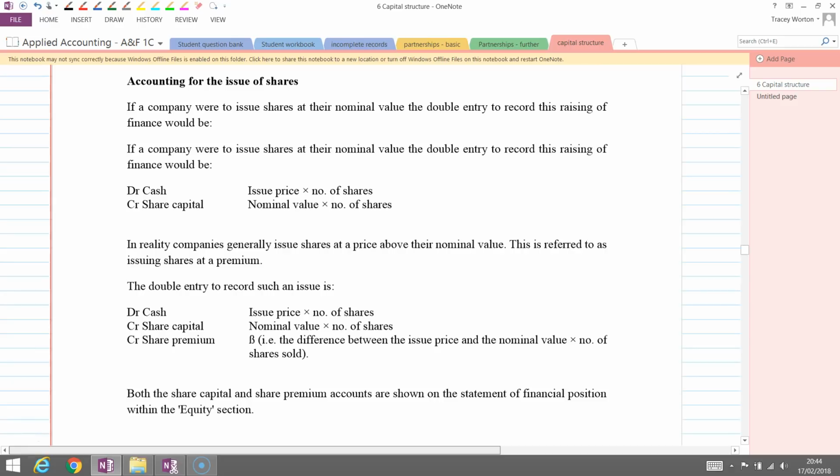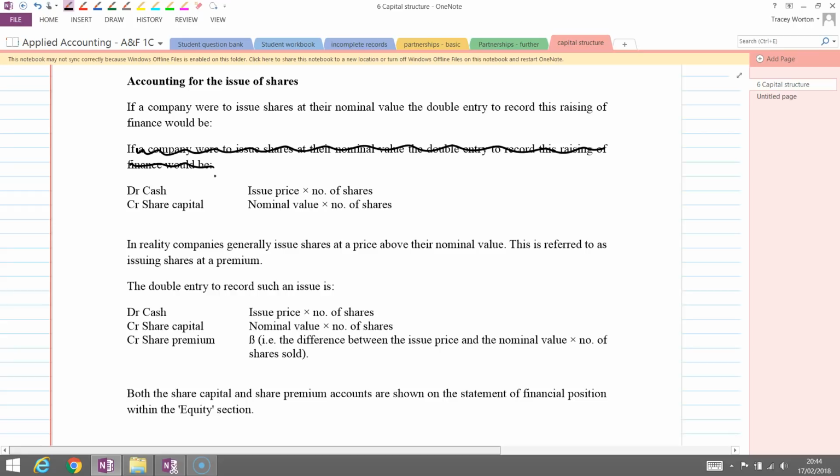So, accounting for the issue of ordinary shares, equity shares. If a company were to issue shares at their nominal value, their face value, the double entry to record this raising of finance would be to debit the cash with the issue price times the number of shares, and credit the share capital account with the nominal value times the number of shares.